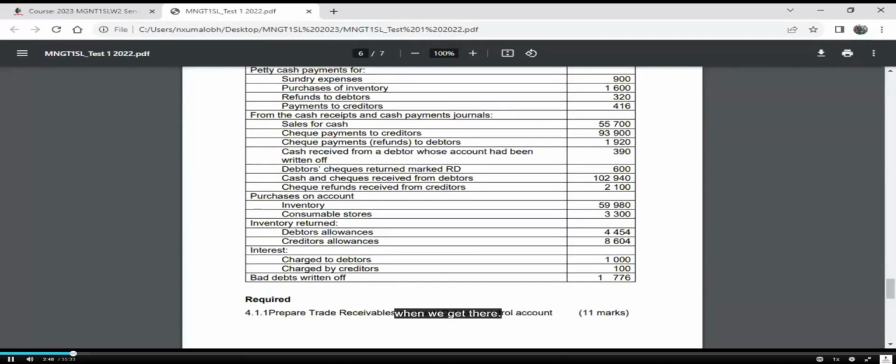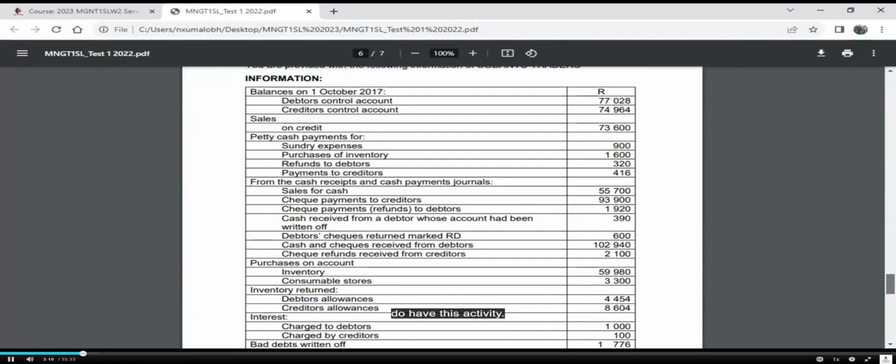What is required here is that we need to prepare the trade receivables account, or they call it debtors control account. Those who did accounting before know this concept, debtors control account. So we use trade receivable account. Please make sure that you have this activity, because now and again we'll go back.